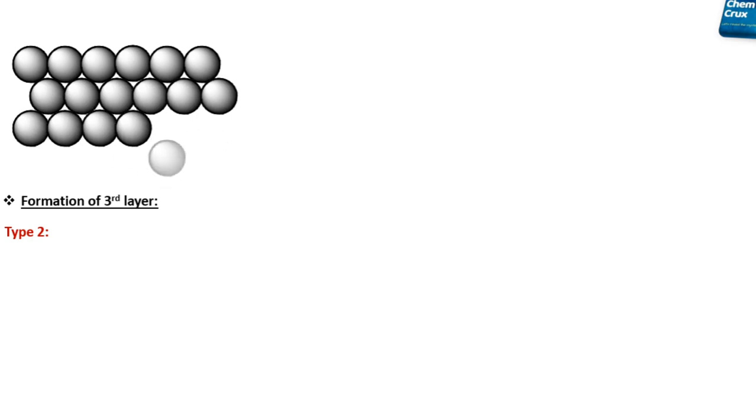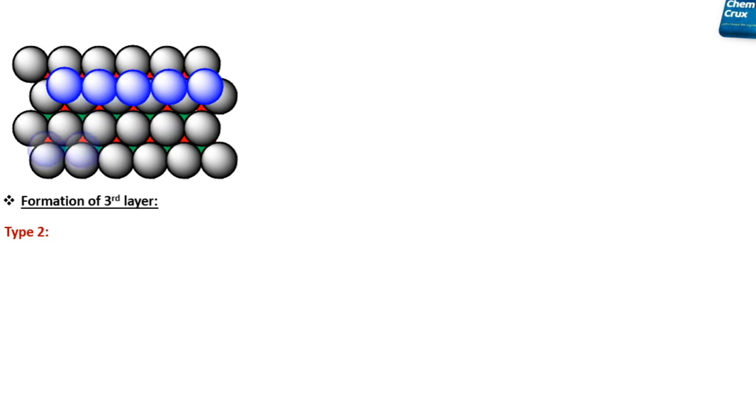Now coming to formation of the third layer by type 2. So let us form the first two layers in the same manner as we formed in the previous slide. So this is the first row of the first layer. The second row is arranged in a staggered manner. The third row is in alignment with the first row, and the fourth row is in alignment with the second row.